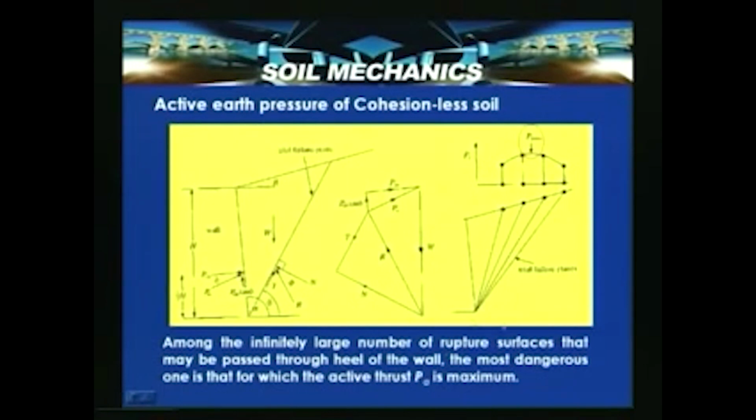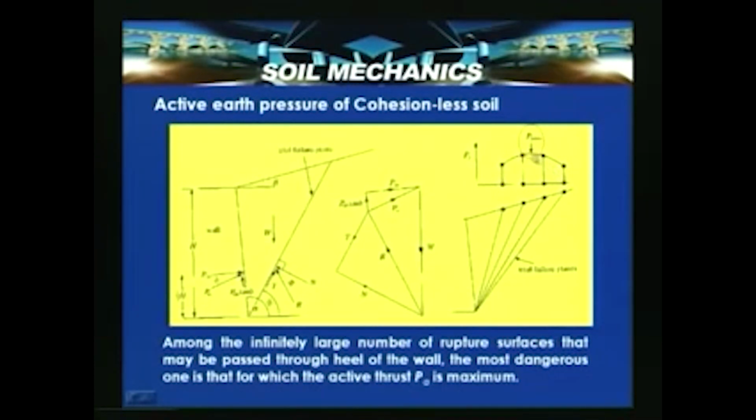So, among the infinitely large number of rupture surfaces that may be passed through the heel of the wall, the heel of the wall is somewhere here, and the most dangerous one is that for which the active thrust PA is maximum. So, by using this condition, by differentiating with respect to theta, we can calculate the maximum active thrust. By using this PA versus this number of surfaces, you will be able to calculate what is the P max.